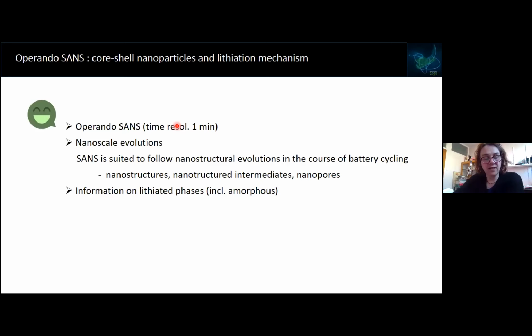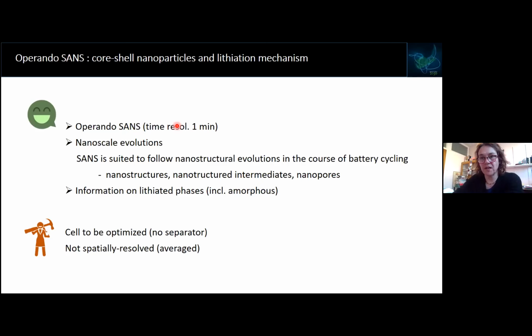So this is nice, and there's still work to do because our cell is not optimized. There is no separator, as I said, so the electrochemistry is not perfectly reliable. And of course, this is an average technique. We are not spatially resolving anything. We are just going through with a big neutron beam, going through the whole battery.